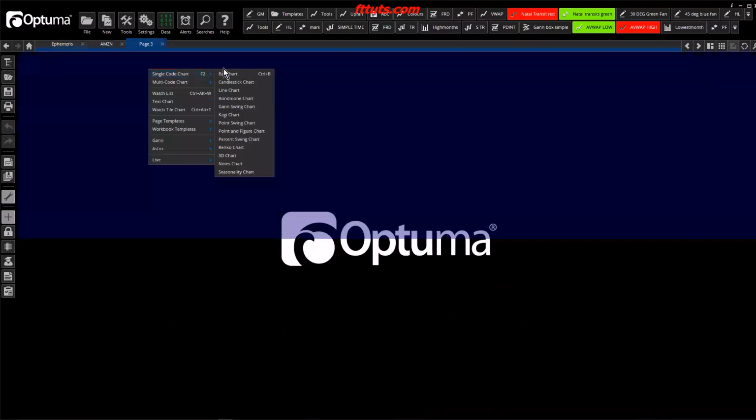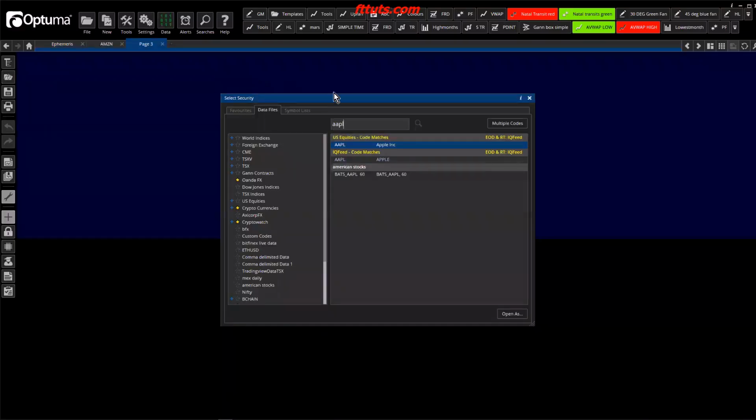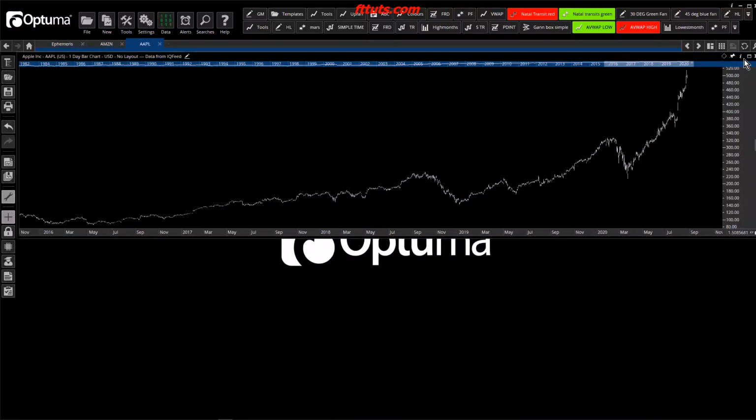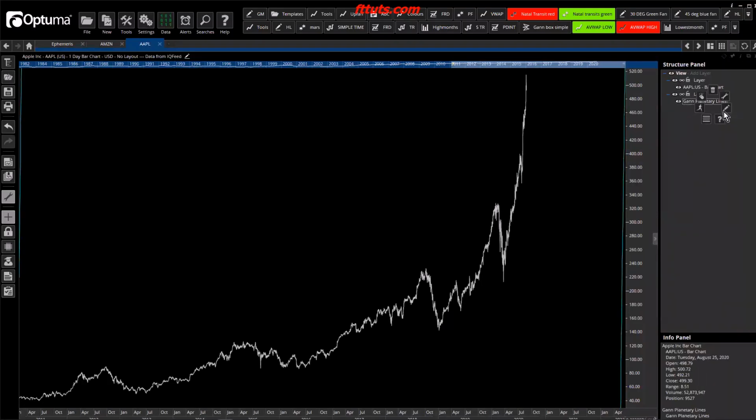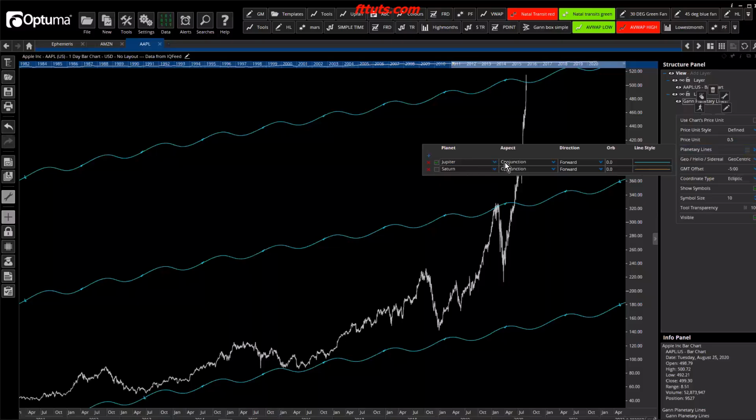Let's just open a new chart for Apple. Big screen here. And in Optima, I've got tools called the GPL, the GAN planetary line tool. And what I can do, like we said, at 50 cents per degree, 0.5, and we want it to be Jupiter. And we want to see the actual position of Jupiter. So they call it the conjunction line in Optima. That's the 0 degree point of Jupiter, as in the actual position of Jupiter in the sky.